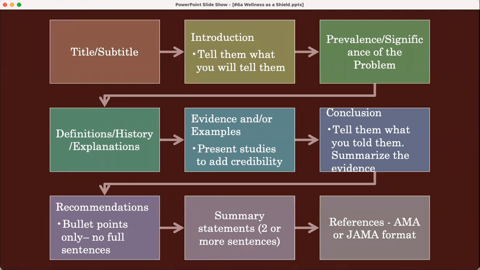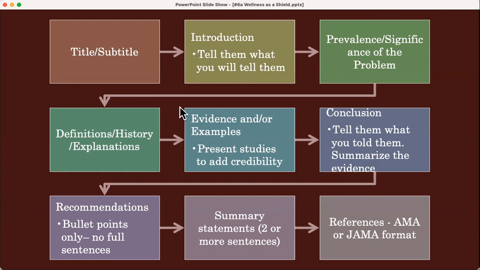This is what the outline looks like for the book that we're creating in the class. The outline will be the subtitle, the introduction, prevalence, significance of the problem, definitions, history, examples, conclusion, recommendations, summary, and then the references. And it keeps it nice and fluid. When this is initially designed, however, you might start at one section and then another week work on another section, and then you just put it all together.